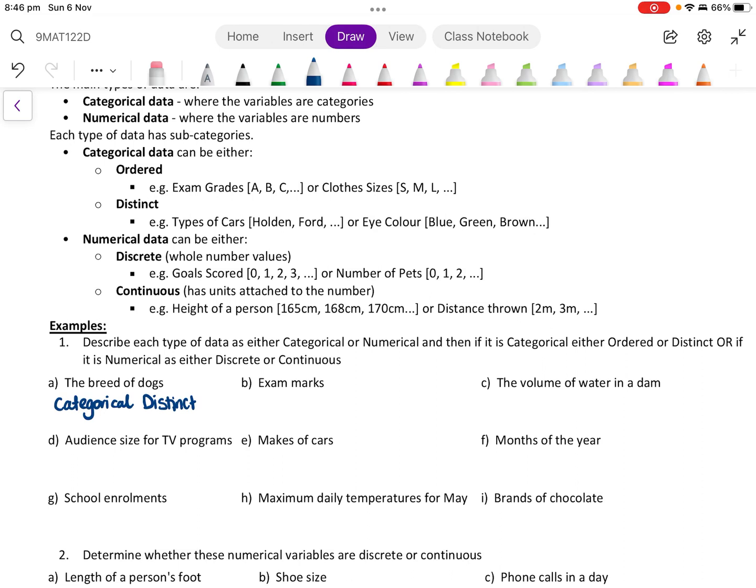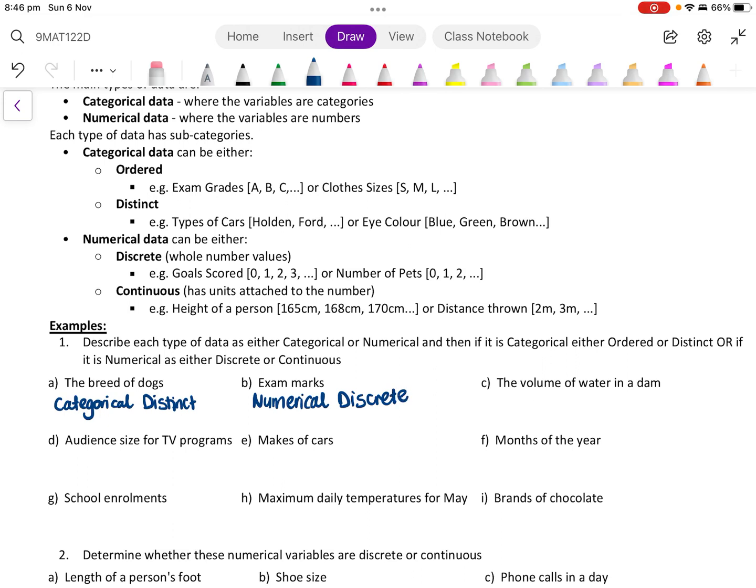Exam marks. When we get our exam marks, do we get them in terms of categories or numbers? You'd be correct in thinking we get them in terms of numbers. So this is numerical. And then we want to look at whether they're discrete or continuous values. Now, exam marks don't have units attached. So this means that they are discrete.